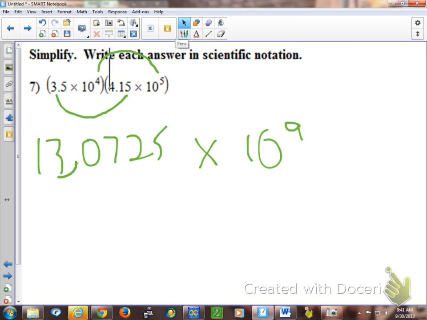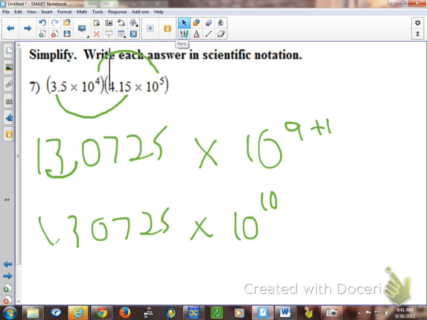So I need to move this over. Now, am I making that number bigger? Is 13 bigger or less than 1.3? Bigger. I'm making my number smaller, which means I have to add 1 to my exponent. So that's going to be 1.30725 times 10 to the 10th. That was simple. Scientific notation is really not so bad if you understand what you're supposed to do. And really, that's the case for a lot of these problems.